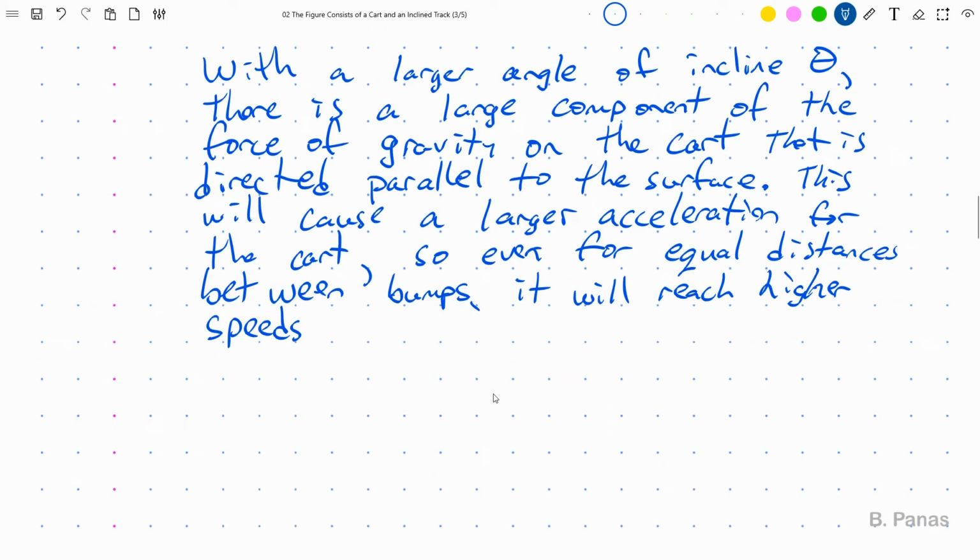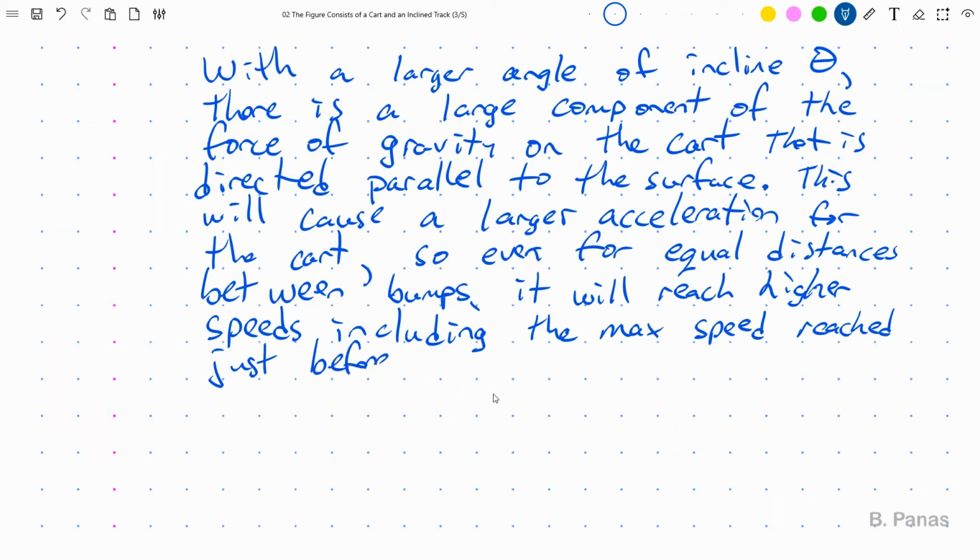So it will reach higher speeds, including, again, just to be very, very pinpoint precise here, including, because they specifically called out that maximum speed, including the max speed reached just before interacting with a bump. All right. So that should do the trick.